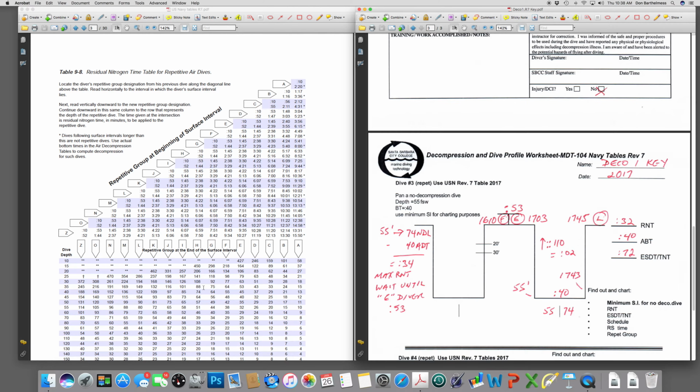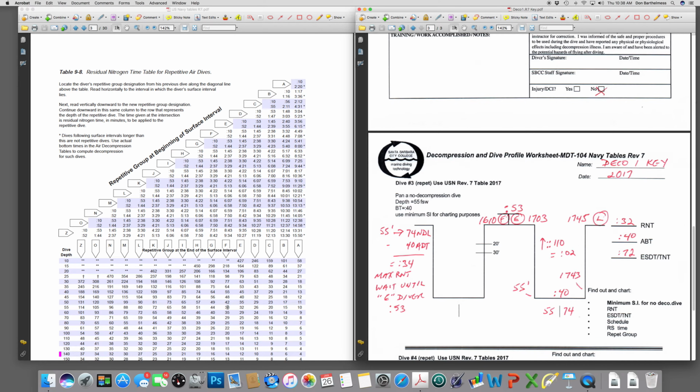So I come down here, and here's my residual nitrogen timetables right down here. I'm going to come down to the depth of 55 feet. I'm going to scroll across horizontally here now. I'm working horizontally. These are RNT times in minutes, and I'm looking for 34 minutes or less. Well, 114, too much. Keep coming across, and the numbers are getting smaller. So we'll work in the right direction.